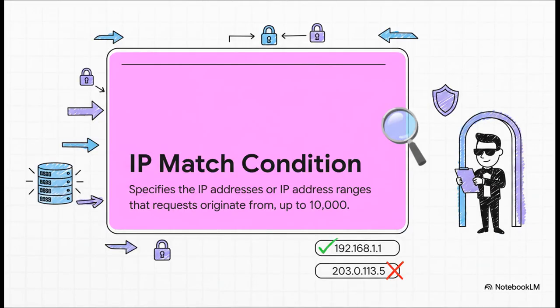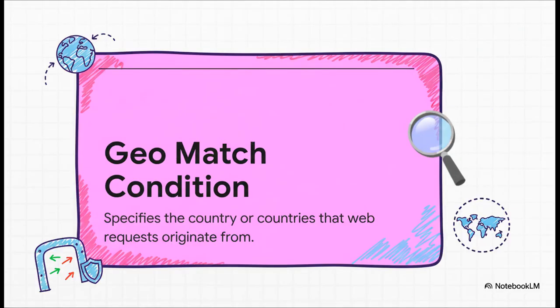The most basic check you can do is an IP match. This just asks a simple question: is this request coming from a known good place or a known bad place? You can build these allow lists or block lists of up to 10,000 IP addresses to control who even gets to knock on the door. And you can go even broader than a specific IP address. You can filter by geography. So if your business only operates in, say, North America, you can just block traffic from everywhere else. This is also incredibly useful for blocking attacks that are known to come from specific parts of the world.